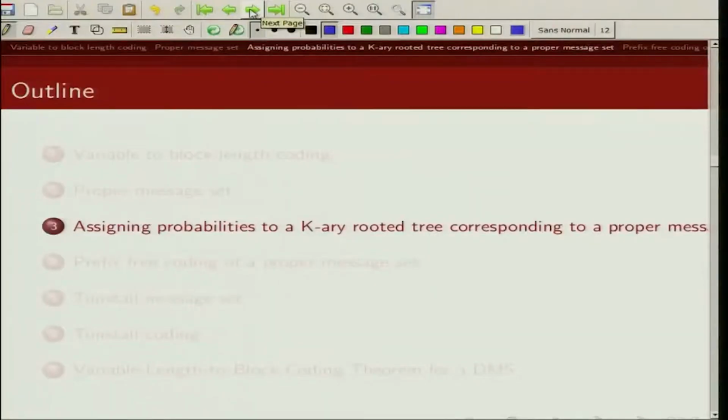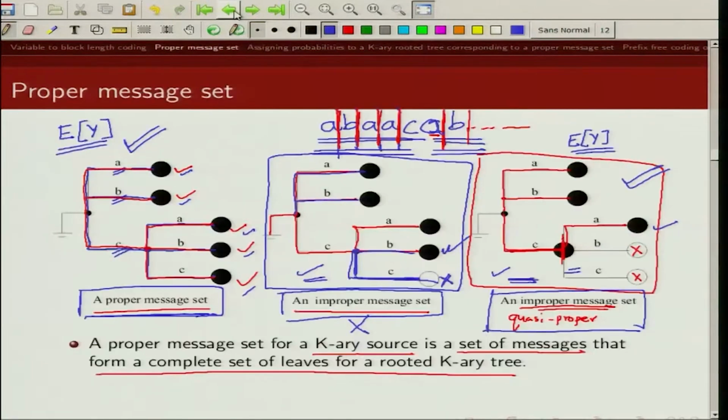So now we first are going to show you how to assign probabilities to the k-ary rooted tree corresponding to a proper message set. So how do we assign probabilities to a k-ary rooted tree? You have seen in the previous slide, we have represented this proper message set using a k-ary rooted tree. Now how do we assign probabilities to these leaves? That's what we are going to talk about next.